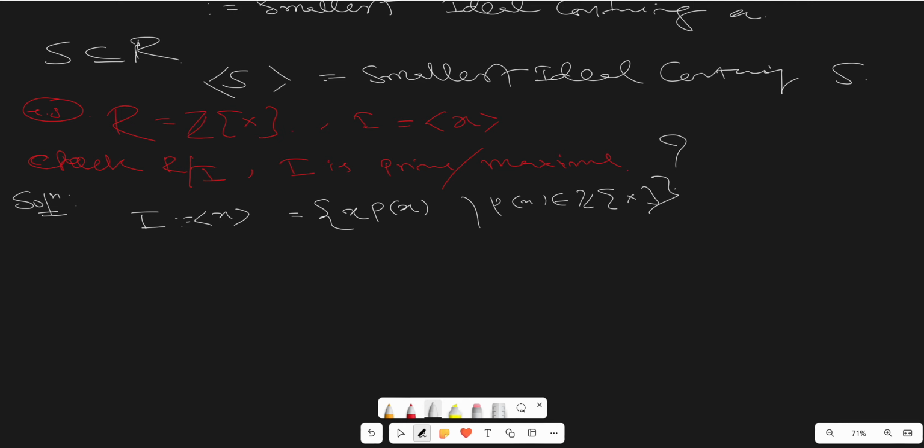Okay, so p(x) inside Z[x]. Can you see that the ideal generated by x is this? Just give me 1 minute, right?